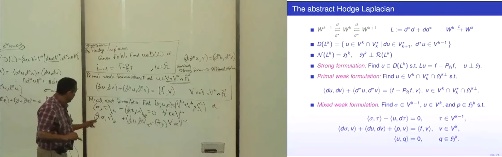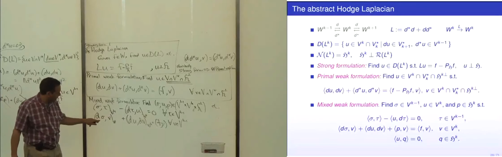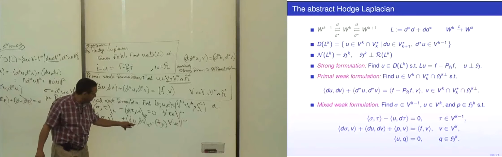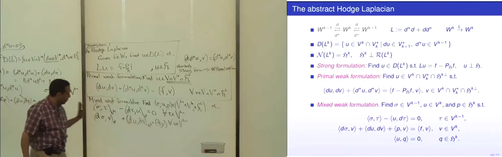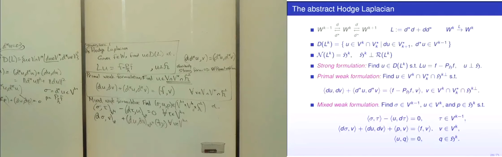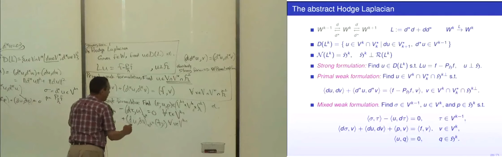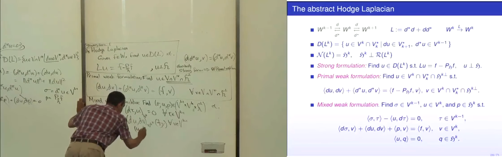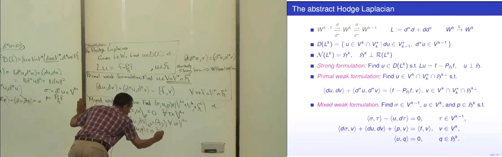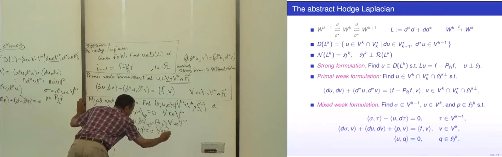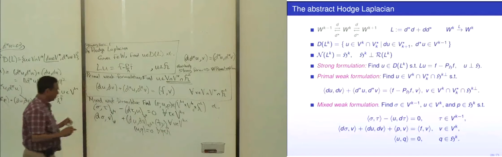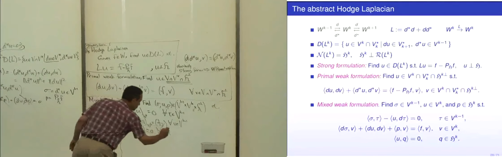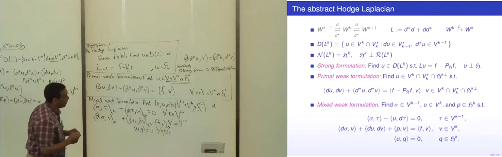And everything makes sense here because sigma by definition was in the domain of d, and u was in the domain of d, and v is in the domain of d. All I use is d's. There's no d stars in this formulation. And then I have to have the condition that u is orthogonal to the harmonic forms, so (u, q) equals 0 for all q in H, which is the last line on that slide.